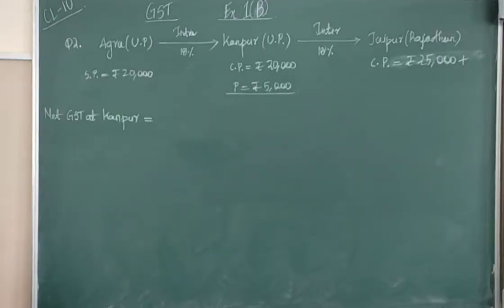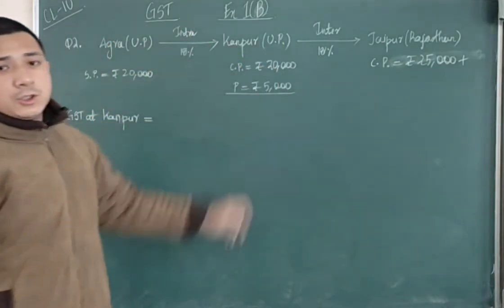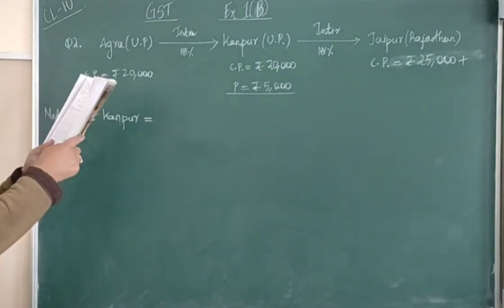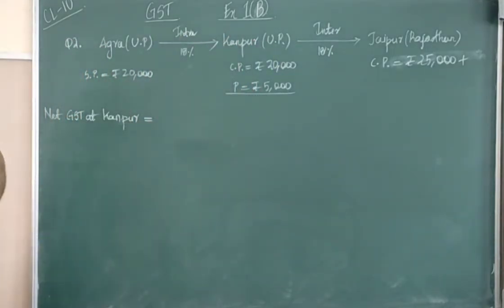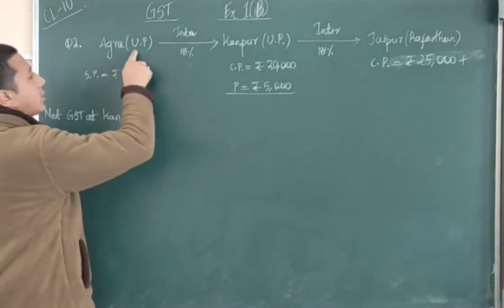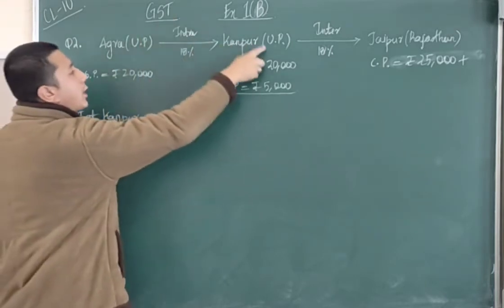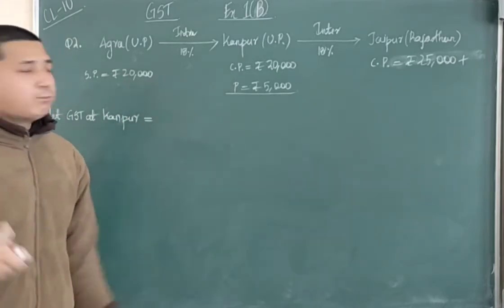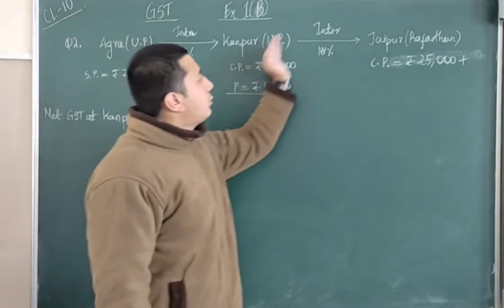All right, let's move ahead to question number 2. Question number 2 says that goods are sold from Agra to Kanpur, Agra UP, Kanpur also UP, for rupees 20,000. So I'm selling the goods from Agra to Kanpur for rupees how much? 20,000. Am I clear? Then from Kanpur to Jaipur, then I am transferring the same goods from Kanpur to Jaipur.